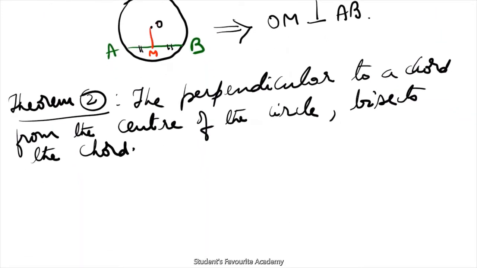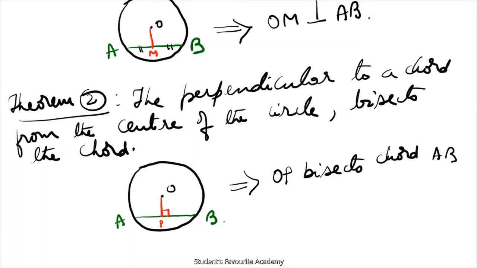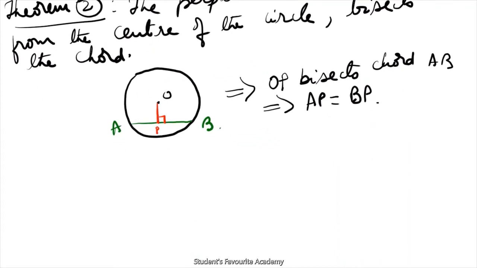Which implies if a circle is there, O is the center of the circle, a perpendicular is drawn to the chord AB. So a chord is there AB. Now a perpendicular is drawn, say OP is drawn perpendicular to AB. In such a case, OP will be bisecting the chord AB. So it implies OP bisects chord AB, implies AP is equal to BP. If it is perpendicular, then automatically it will bisect the chord.